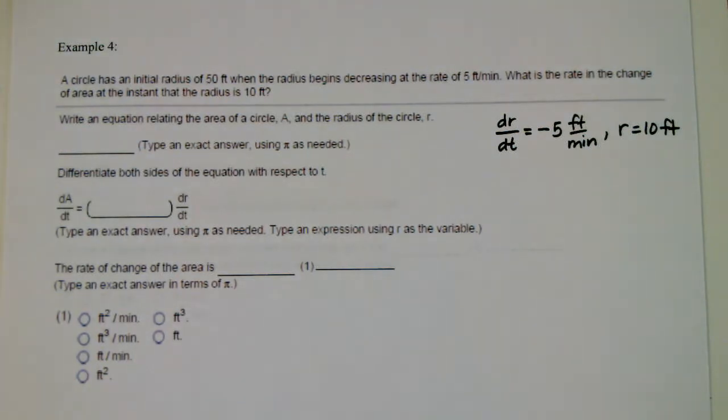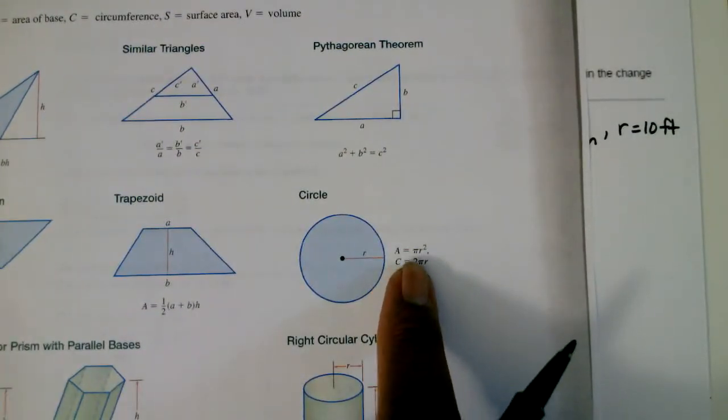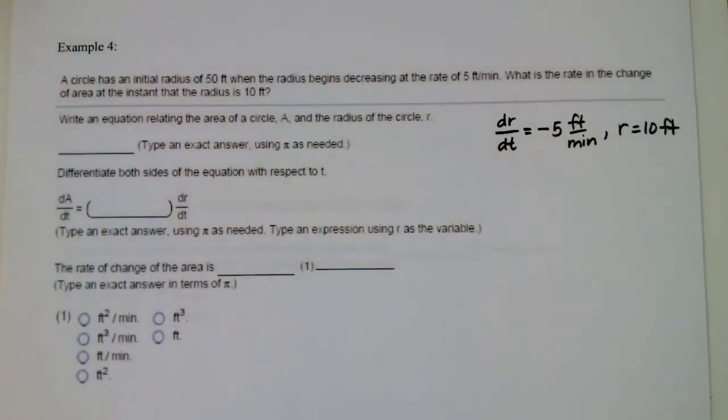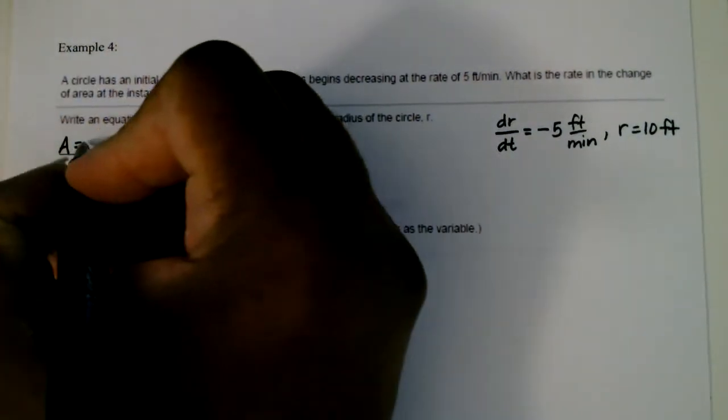All right, so now we want to write an equation of the area of the circle and the radius of the circle, which is r. Okay, so here's our circle. The area of the circle is pi times the radius squared. So here's our formula. A is equal to pi r squared.